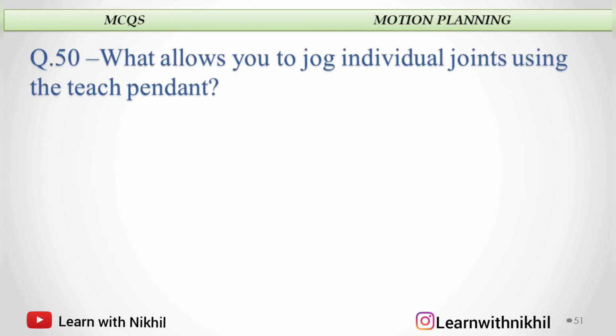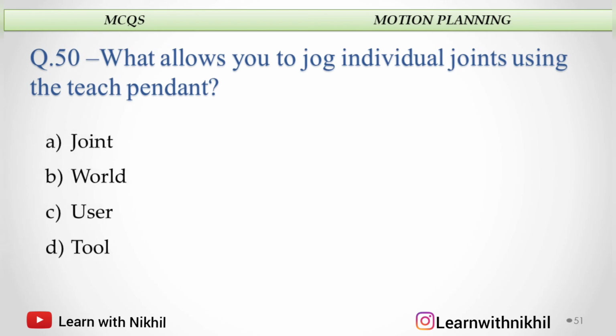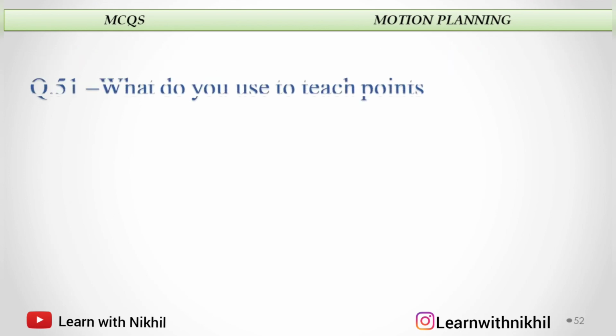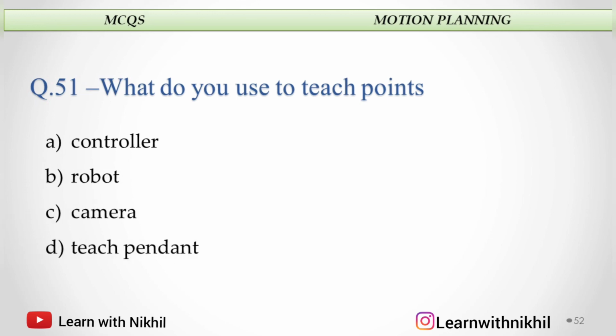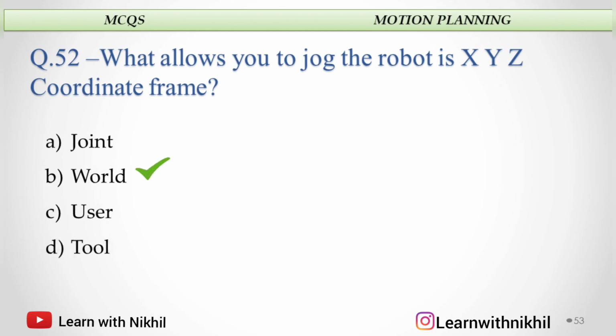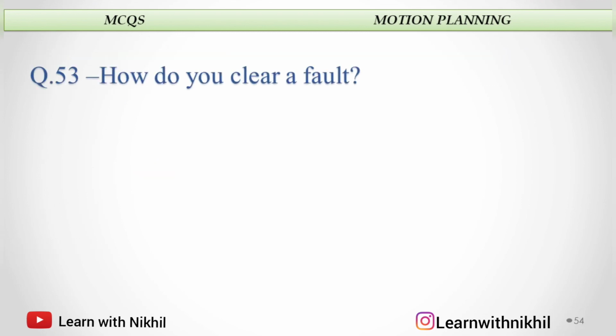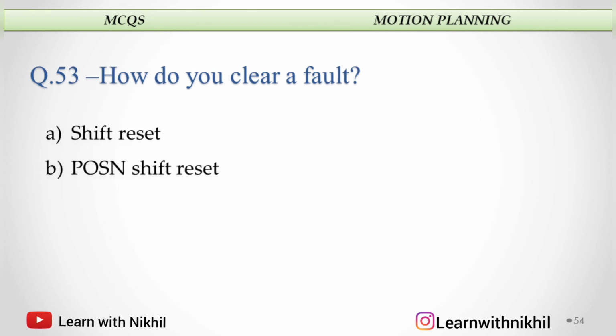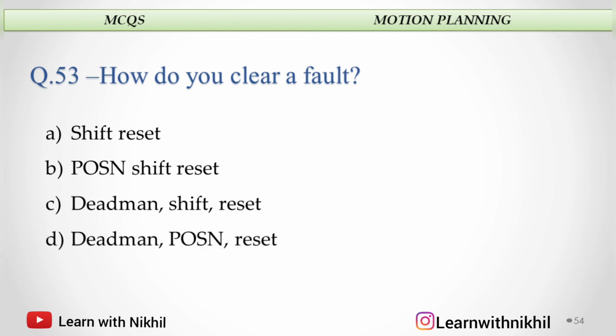Next, what allows you to jog individual joints using the teach pendant? Joint, world, user or tool? And the answer is joint. Next, what do you use to teach points? Controller, robot, camera or teach pendant? And obviously it's teach pendant. Next, what allows you to jog the robot in XYZ coordinate frame? Joint, world, user or tool? And the answer is world. How do you clear a fault? Shift reset, POSN shift reset, deadman shift reset or deadman POSN reset? So to clear the fault is deadman shift reset.